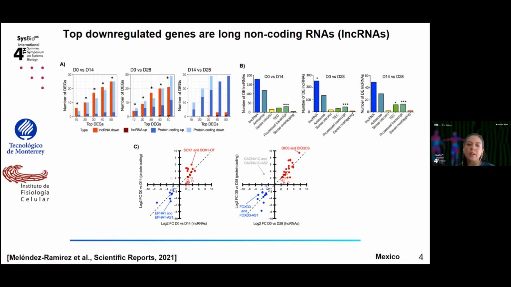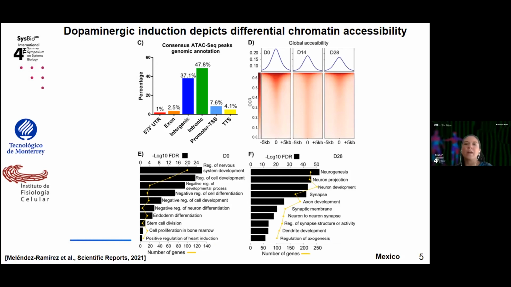So we found many examples of lncRNAs where both the protein coding gene and the lncRNA were highly correlated, and both of them were differentially expressed. So this means that lncRNAs are having a function in the differentiation to dopaminergic neurons. Perhaps this function is even more important than transcription factors that are already known.